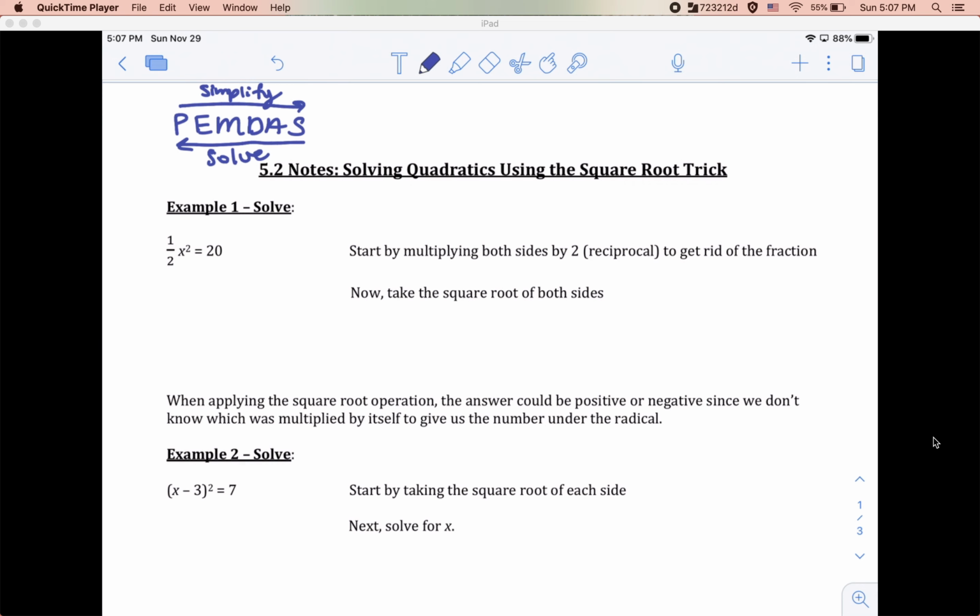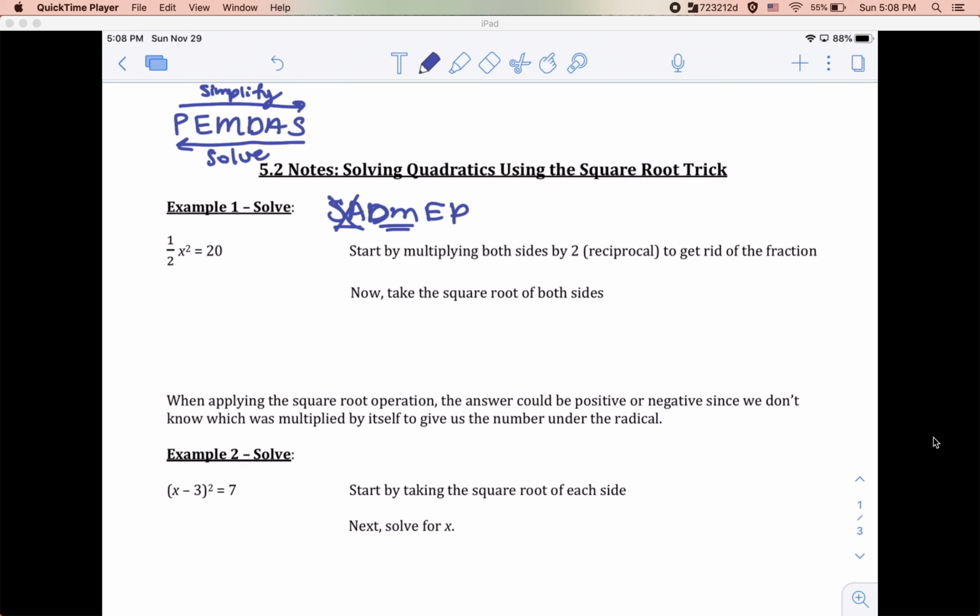On our first example, we have 1/2 x squared equals 20. We're going to solve, and we are going to reverse PEMDAS to do that. Now, we don't have any subtraction or addition, so we get to go right past that. We do have division and multiplication. You have multiplying the variable x by 1/2, so we're going to undo that.